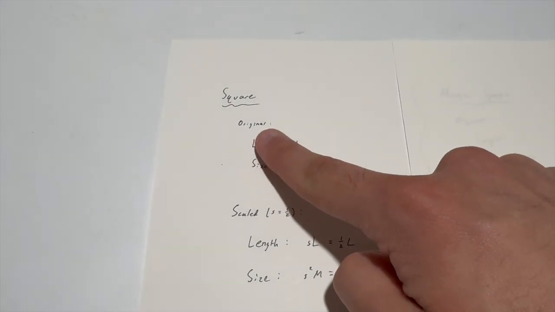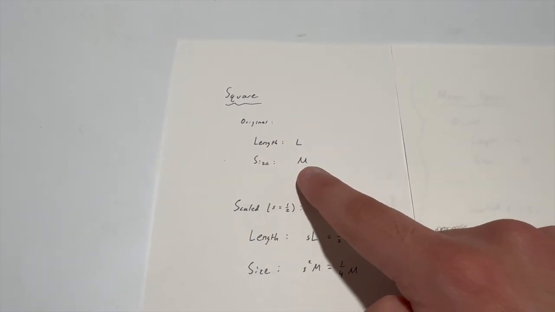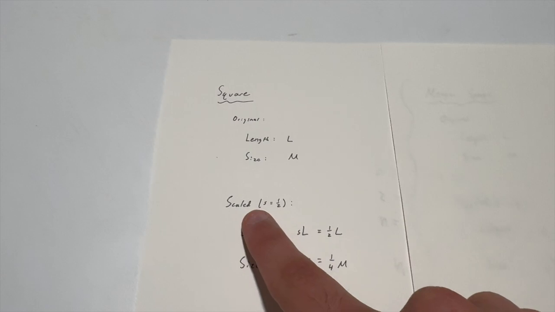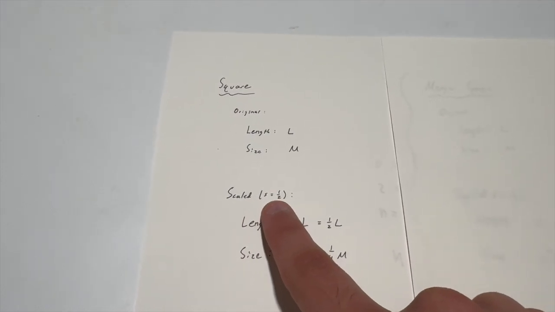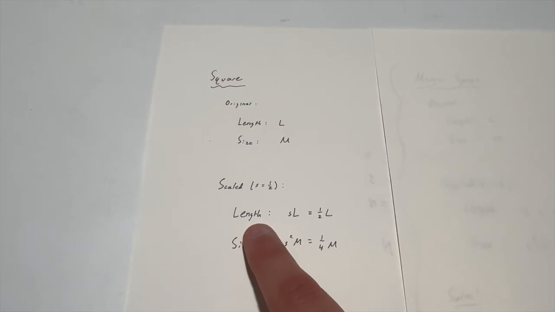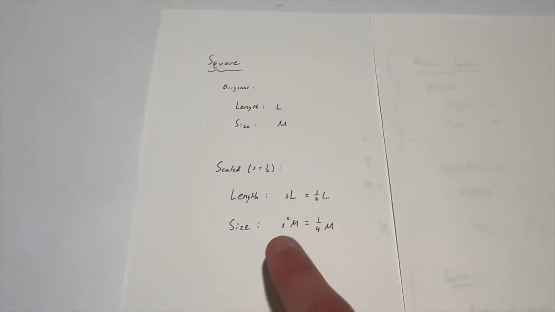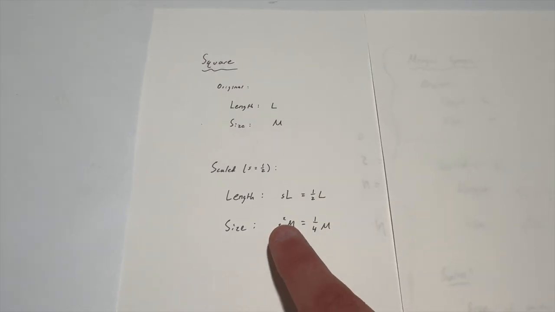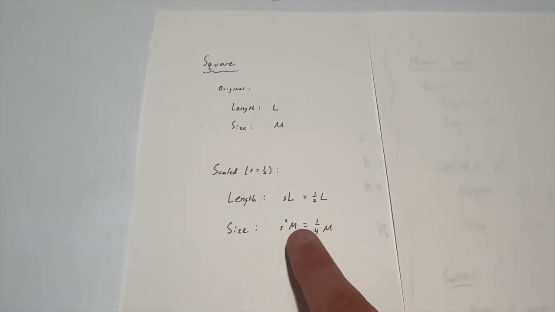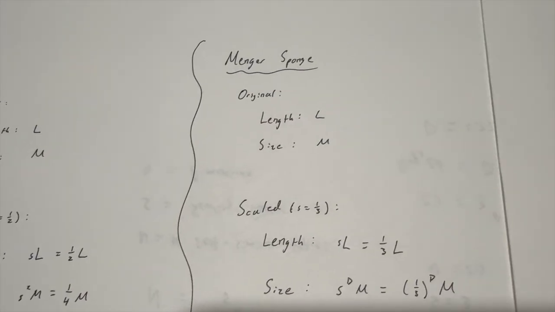Consider two squares, an original square of side length L and size M, and then a scaled, smaller square using a scale factor of 1/2. The length of this smaller scaled square is going to be S times L, 1/2 of our original length. The size, because squares are two-dimensional, is S to the power of 2 times M, or 1/4 times M. Let's contrast this with the Menger sponge and see if we can learn anything.